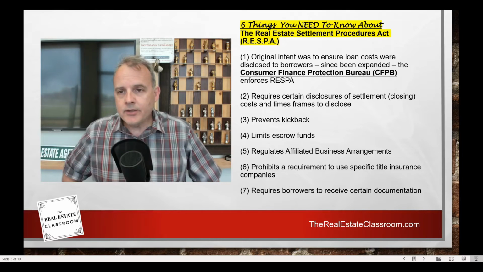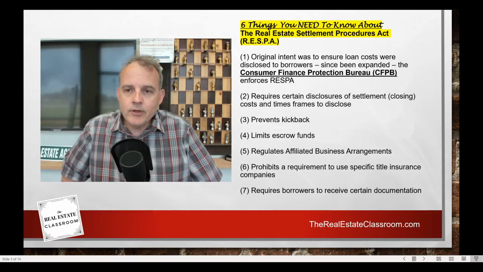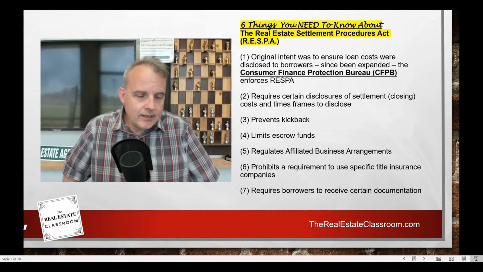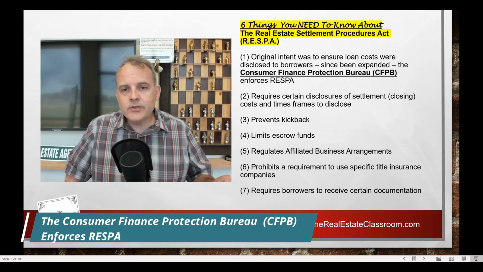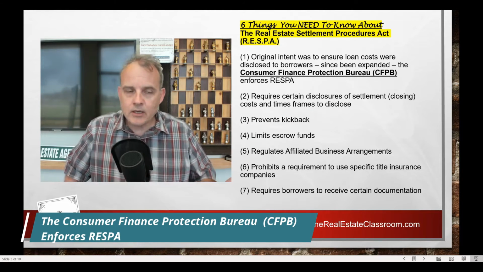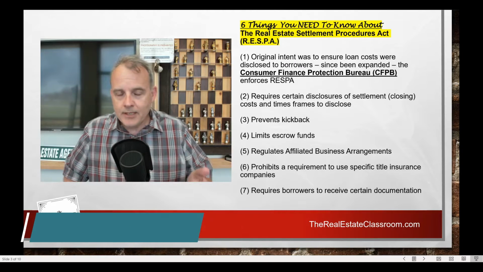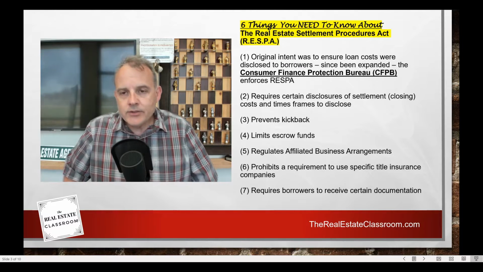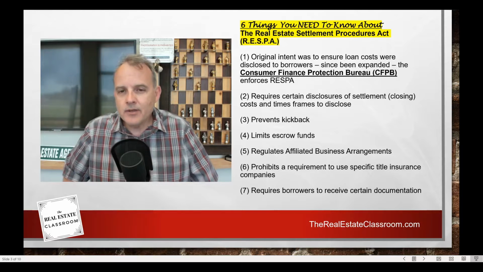On your screen, there is one thing that you probably should know for your real estate licensing exam, and that is that there's a federal agency called the Consumer Finance Protection Bureau, or what we like to call the CFPB. That is the federal agency that is tasked with enforcing the Real Estate Settlement Procedures Act rules and regulations. All right, so that's probably something that you need to know for your licensing exam.